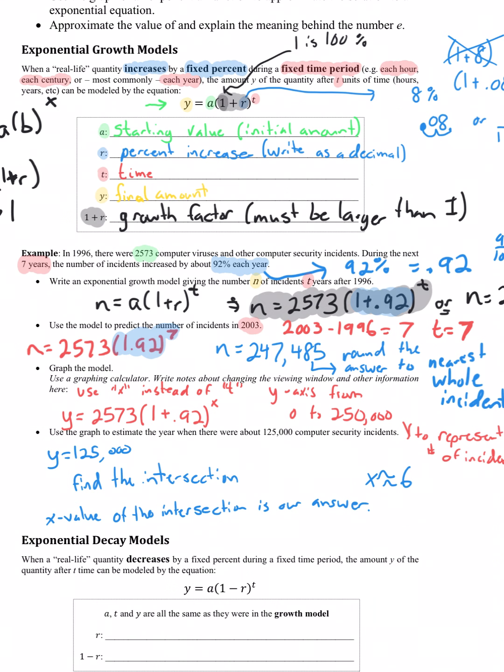Okay. So it says use the graph to estimate the year when this will happen. So if x equals 6, which is the same as t equals 6, we'd say 1996 was year 0, and we're going to add 6 years to it. We get 2002. So in the year 2002, there were about 125,000 computer incidents. That's how we'd figure something out like that, working backwards.